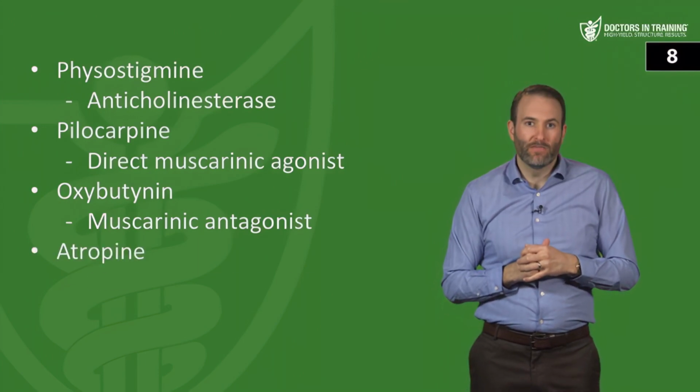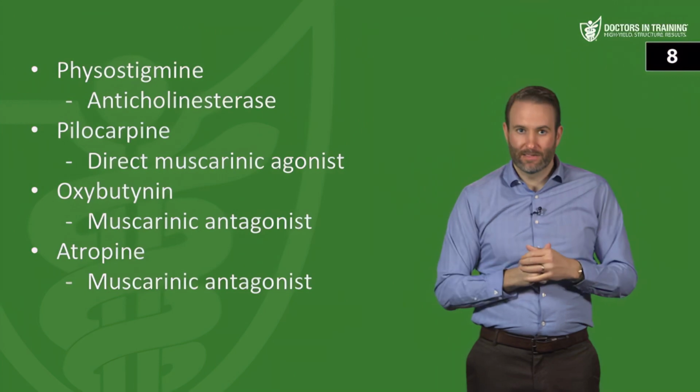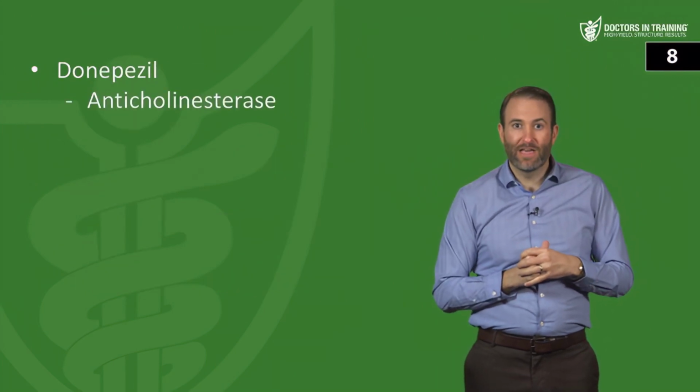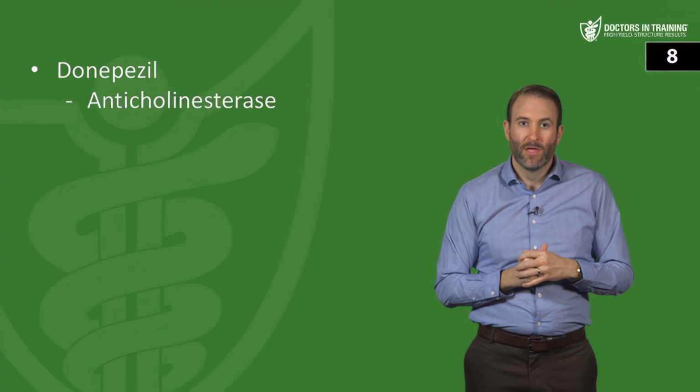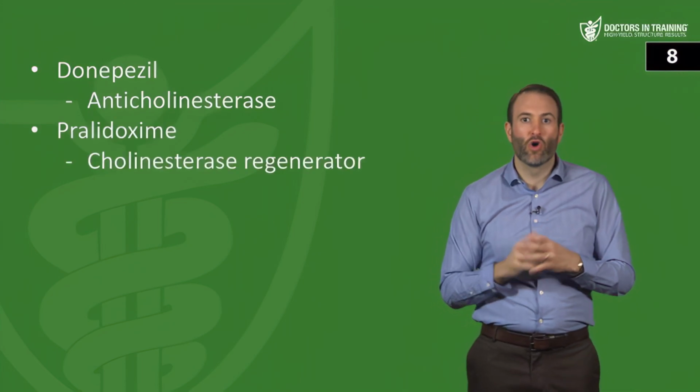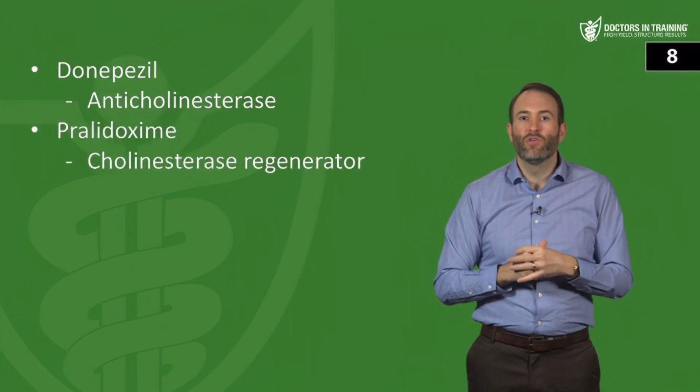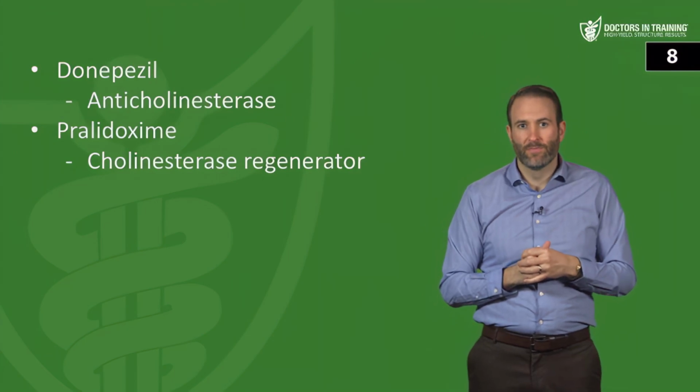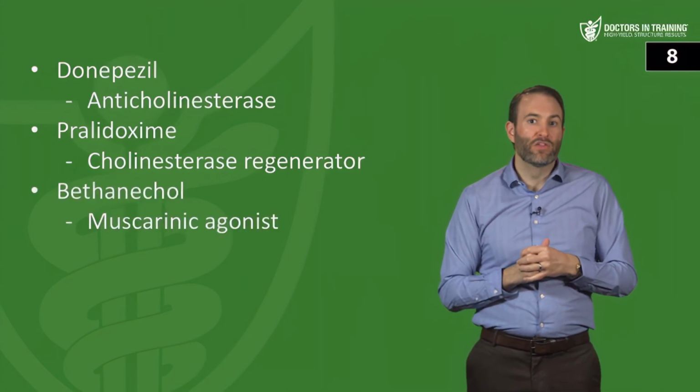Next, we have atropine. That's going to be a muscarinic antagonist. Donepezil, that's going to be an anticholinesterase. Pralidoxime, that's the one unique one. That's our cholinesterase regenerator. Remember, we use that one for organophosphate poisoning. Bethanechol, that's going to be a muscarinic agonist.